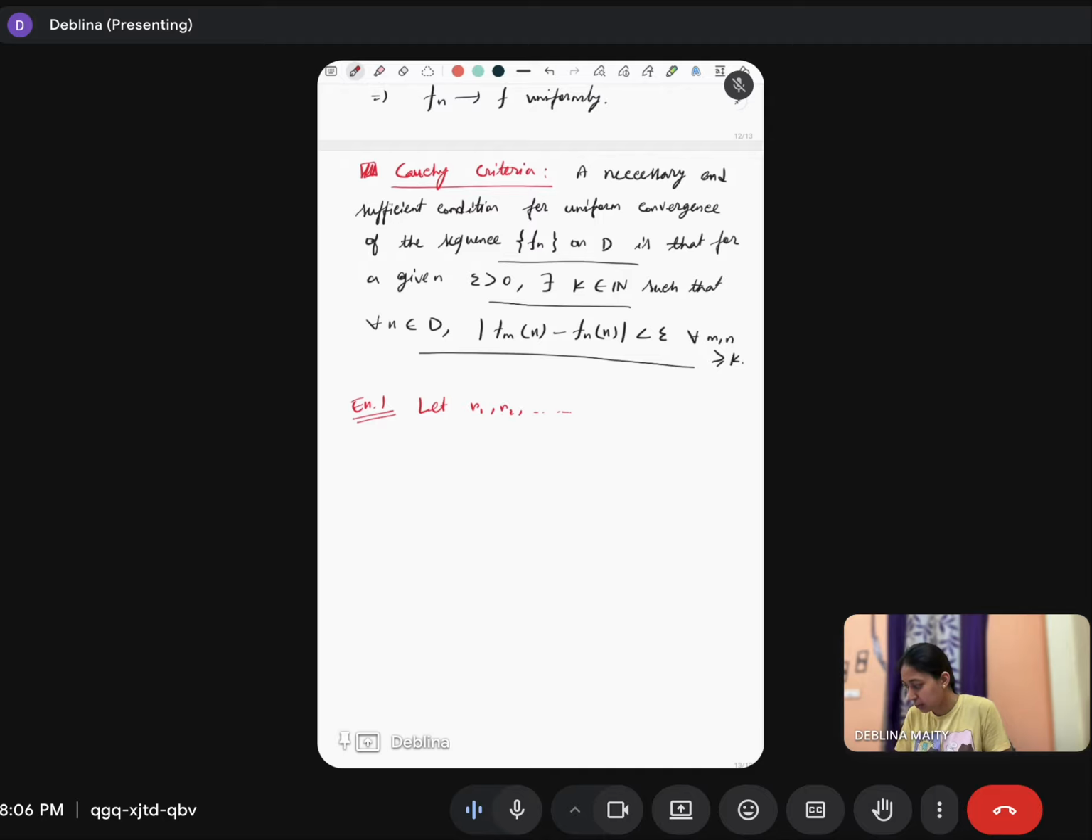So let R1, R2, R3 be an enumeration of the rational numbers Q in [0, 1], right? That is the set of all rationals in [0, 1]. Since this set is countable, we are enumerating this, and this R1, R2, R3 to infinity is an enumeration of this set. Okay.